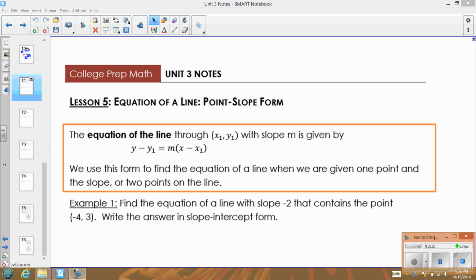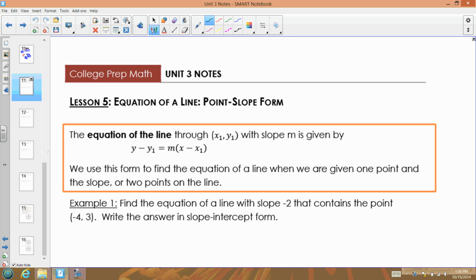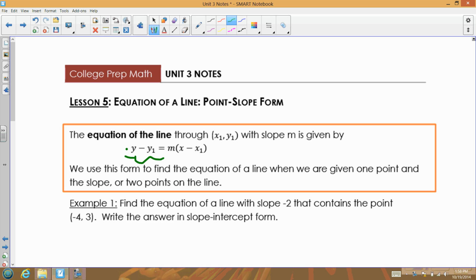Lesson 5 focuses on equation of a line in point-slope form. So in the last lesson, we talked about equation of a line in slope-intercept form, and for that, that's your y equals mx plus b, and m is the slope, b is the y-intercept. For this equation, you can see below is y minus y1 equals m times x minus x1. So here's your equation of a line in what we call point slope form.